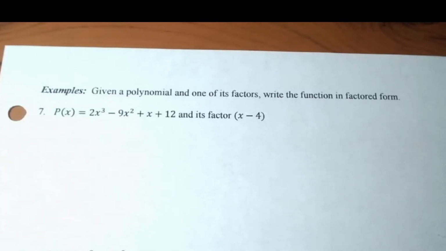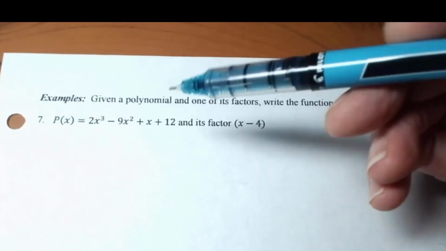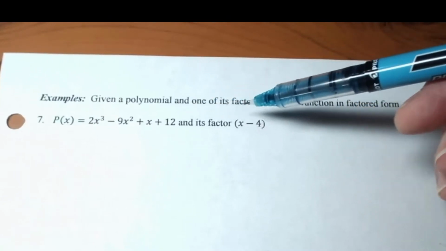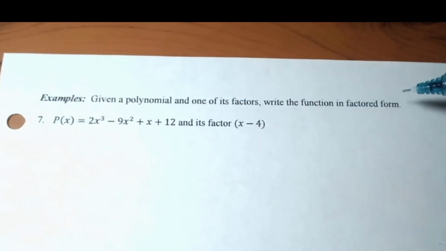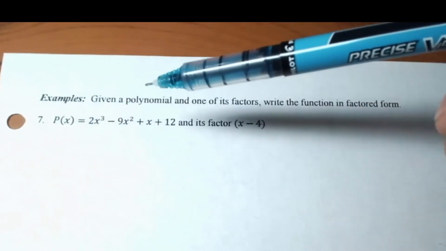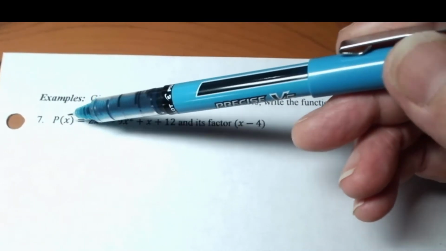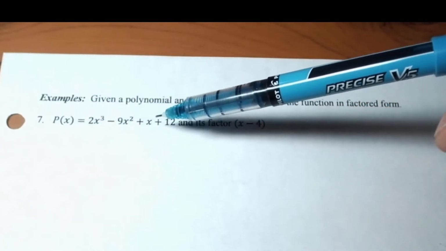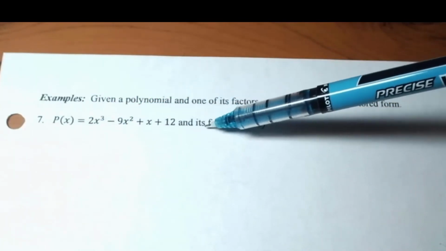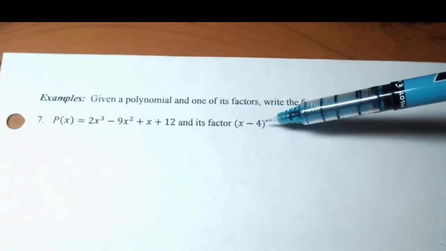So now let's do some examples where we're given a polynomial and one of its factors, and we're going to write the function in factored form. In problem number 7, you've got this cubic polynomial, p of x equals 2x cubed minus 9x squared plus x plus 12, and you know that one of its factors is x minus 4.